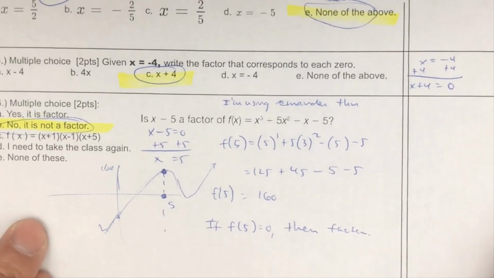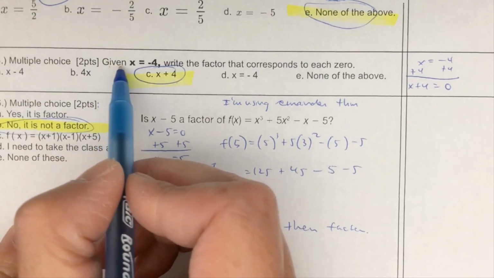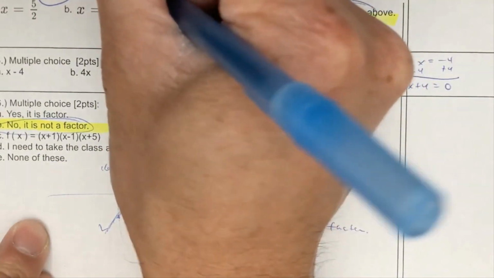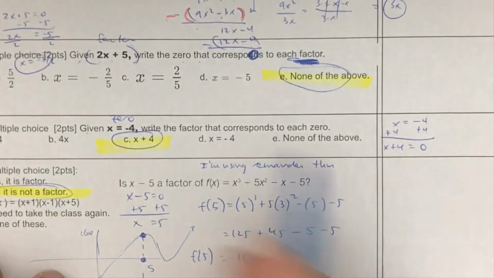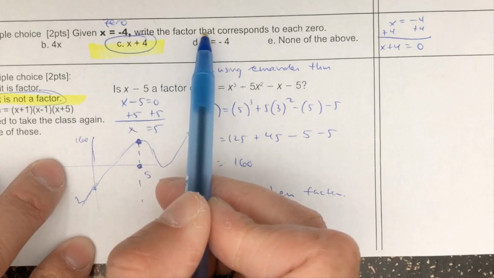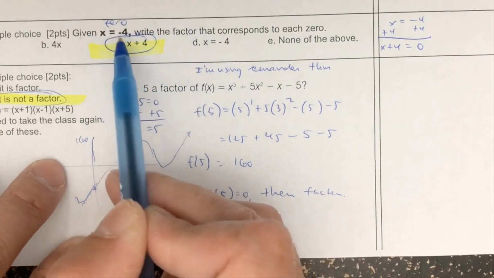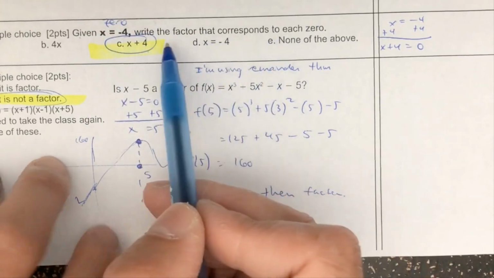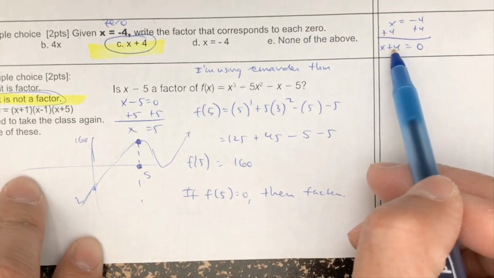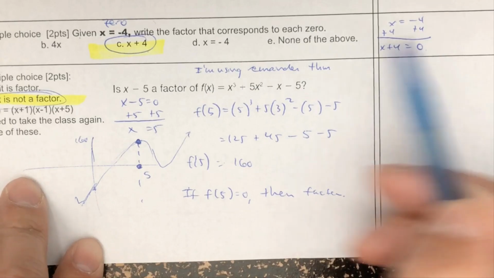Question number 3, you're going to just go the other way. Given x equals -4, so this is called a 0. This one was a factor. So in a 0, write the factor, get this to be a factor with those parentheses, or get it equal to 0. So I have x equals -4, add 4, x + 4 = 0. That would be choice C.